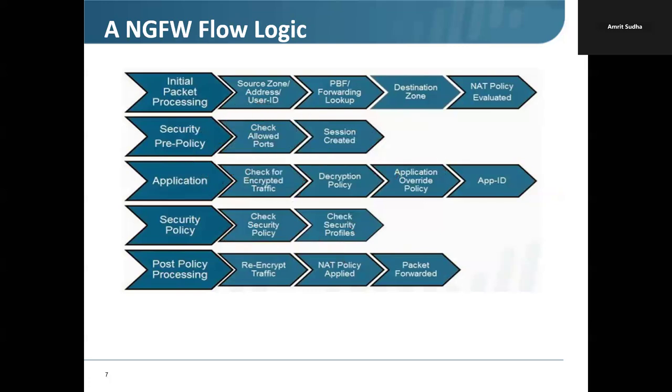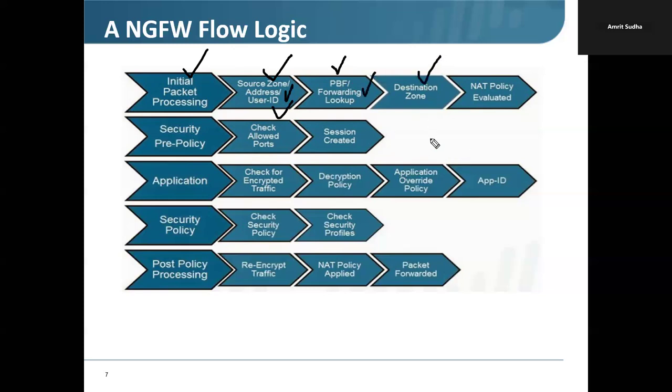Okay, now suppose there is a firewall in place of the router, let's say a Palo Alto firewall, or the flow logic of a next generation firewall. What will happen, what we spoke here? You can check here: initial packet processing, it will check the source zone, address, then user ID, policy based forwarding lookup, and destination zone.